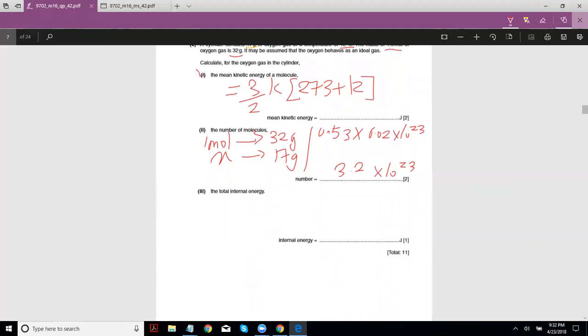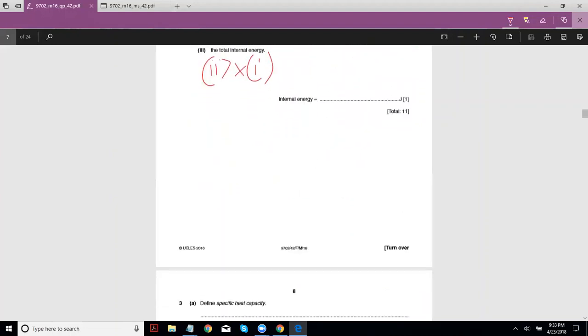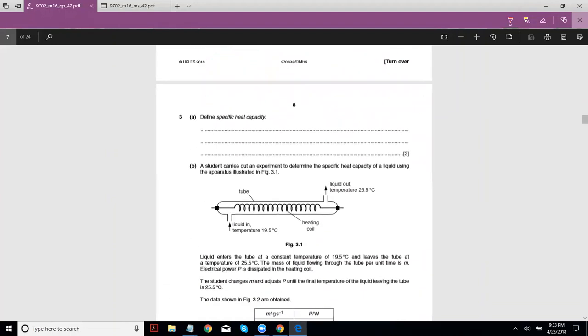This was the kinetic energy of a molecule. You have the number of molecules, you multiply, you get the total kinetic energy. So you take part 2 times part 1, you get total kinetic energy, which is equal to total internal energy. Right? Did I explain it correctly?